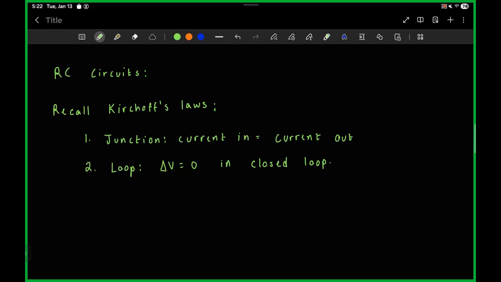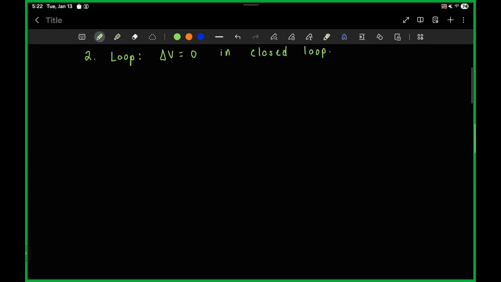More importantly, we'll want to focus on law number 2, namely the loop rule, that if we go in a closed loop in a circuit, the total change in potential will be 0. With that in mind, let's draw out our circuit.